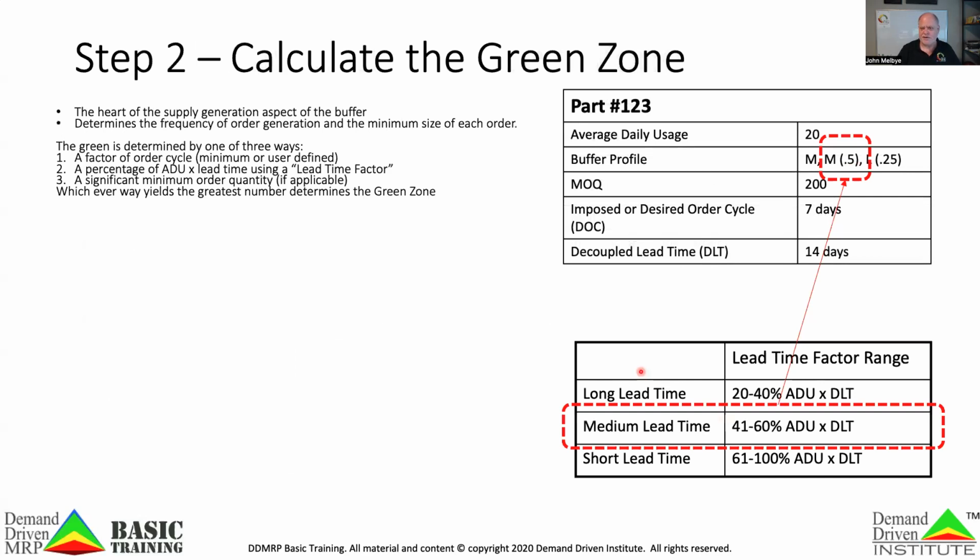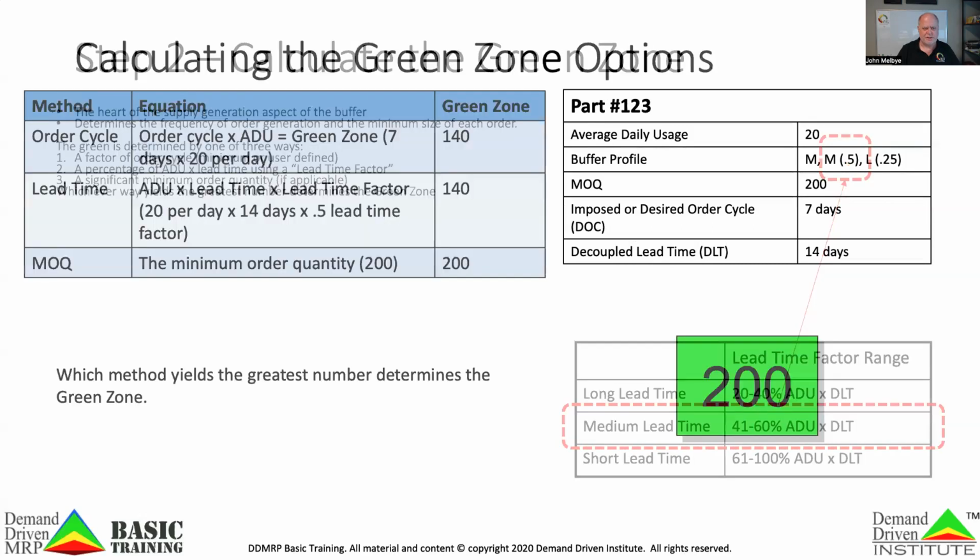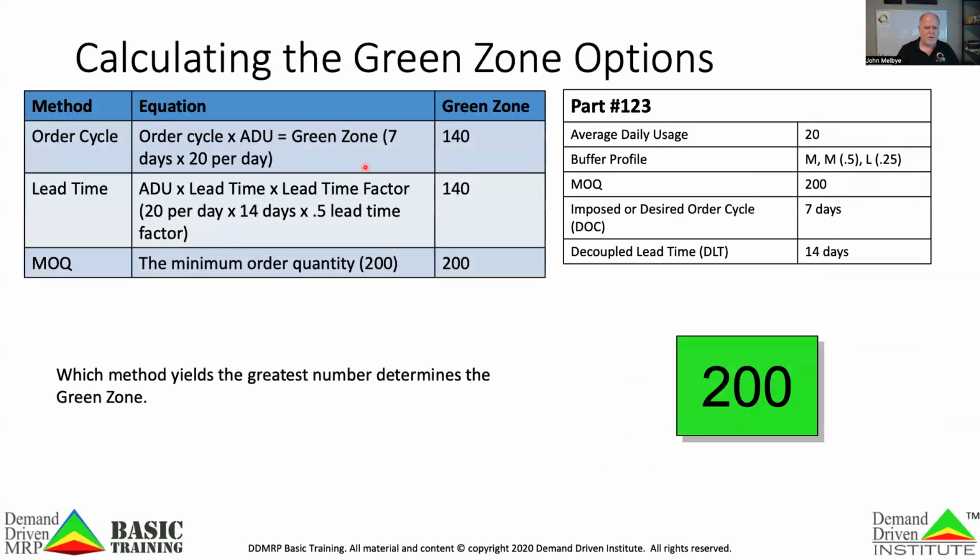Step 2, calculate the green zone. A little more complexity, but we start to understand that the medium lead time gives us a factor of 0.5, and that sits in between 41 and 60%. So this is a 50% number. We've got 3 different ways to calculate the green zone. Whichever one yields the highest number determines the green zone. Order cycle gives us 140, lead time gives us 140, and MOQ gives us 200. So the MOQ is the highest number, and our green zone is 200.